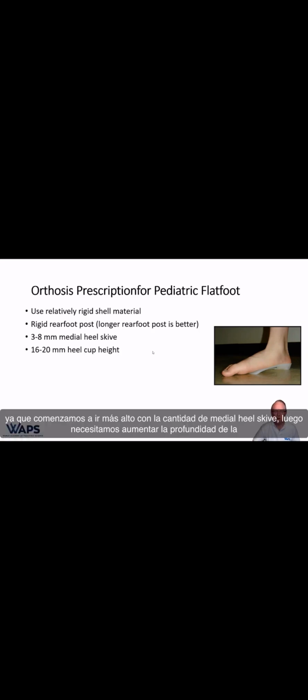As we start going higher with the amount of medial heel skive, we then need to increase the heel cup depth. If I'm using a 2 millimeter medial heel skive, I will use a 16 millimeter heel cup depth. But anything over 3, 4, 5, or 6 millimeters, I use 18 millimeters. And if I'm going up to an 8 millimeter skive, I would tend to do a 20 millimeter heel cup height.